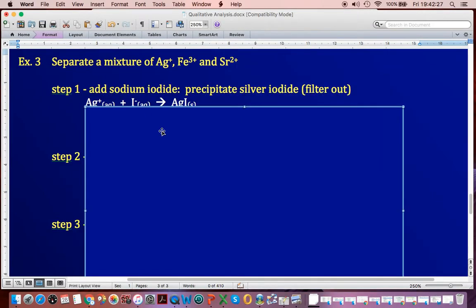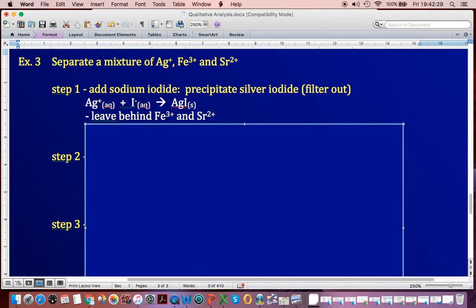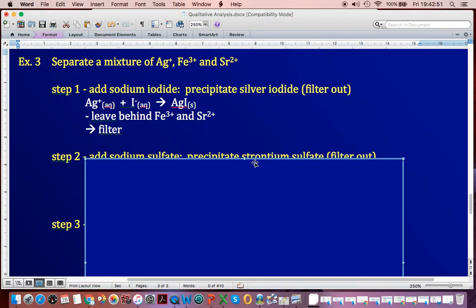And so you can see here, I'm going to add iodide. So when I add sodium iodide, NaI, that is totally soluble and it delivers the iodide ions. The silver attacks those and they get together and they make AgI. But iron 3+ and strontium 2+ are soluble with iodide. They pass through the filter paper and now we will attack them.